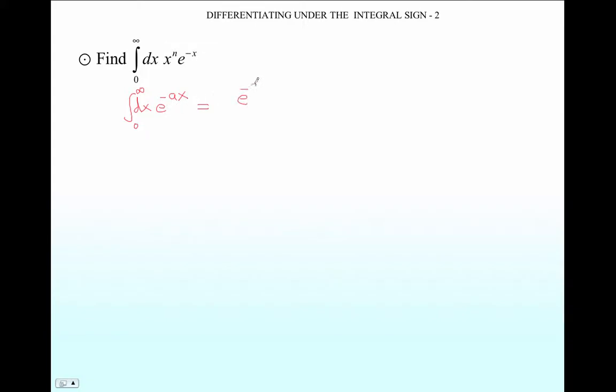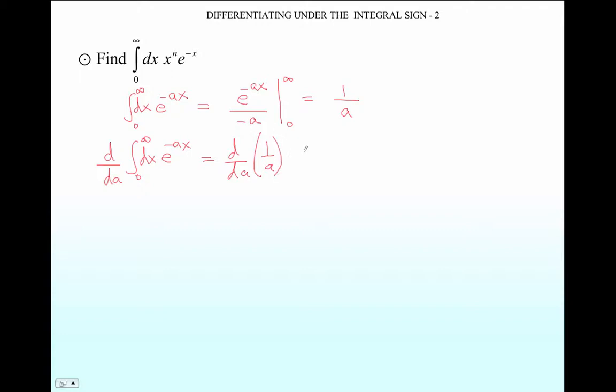It's very easy to do it generally. That's e to the minus ax over minus a. And if I put in the limits 0 to infinity, then e to the minus infinity is 0, e to the 0 is 1, and so I get 1 over a. Now, what if I differentiate both sides with respect to a, and immediately you will see that there is a real advantage to this.